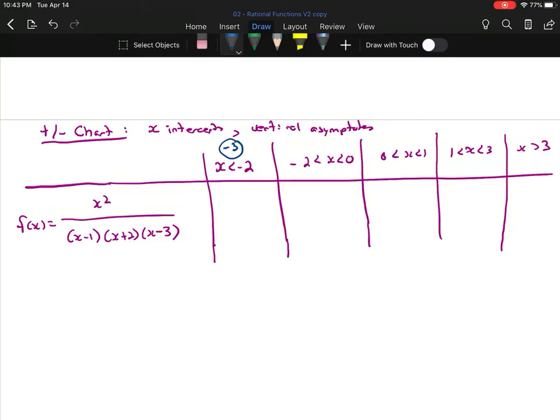Now, look at the numerator. If I sub -3 into the numerator, it's going to be -3 squared. That's going to be positive. I don't really care what the value is. All I want to know is that it's going to be positive.